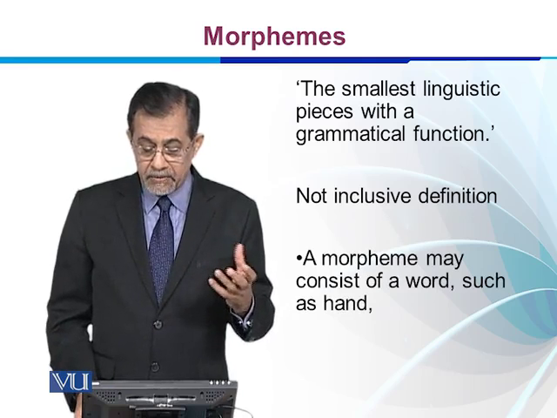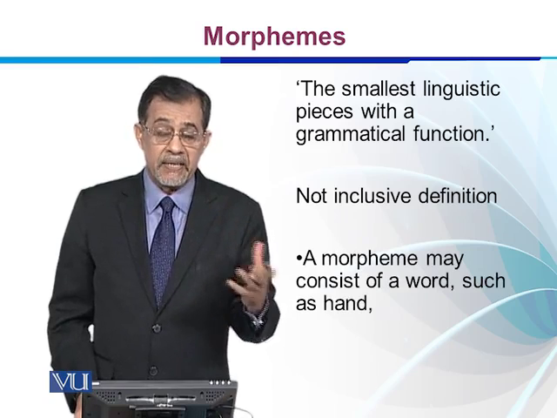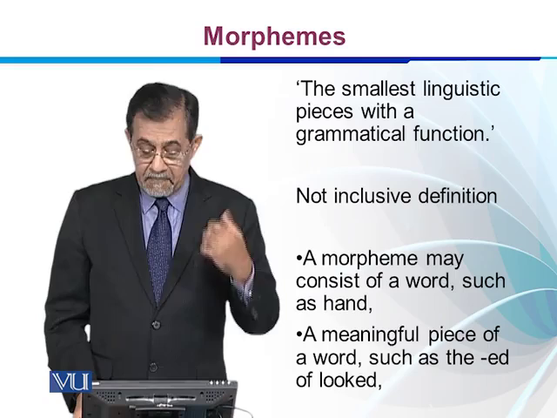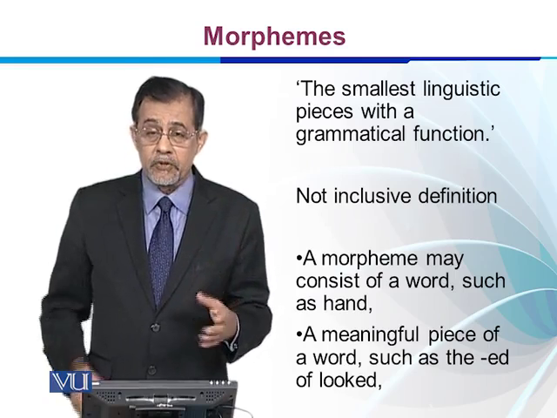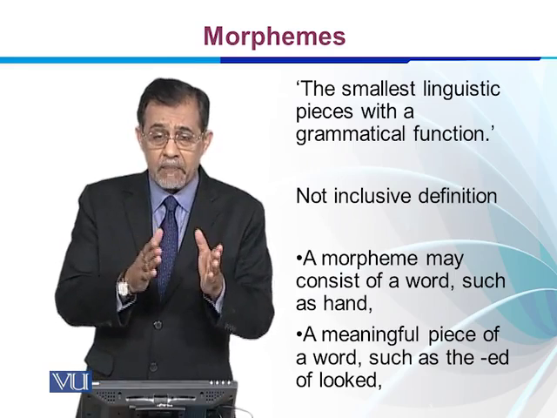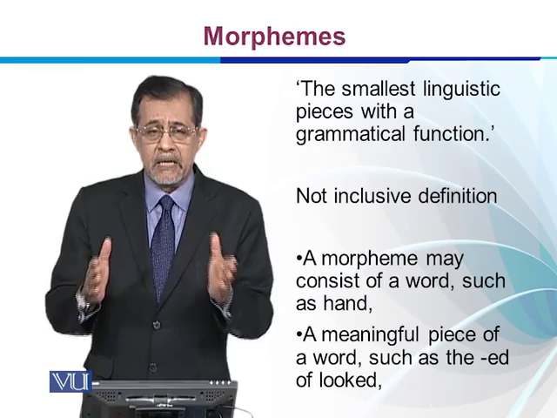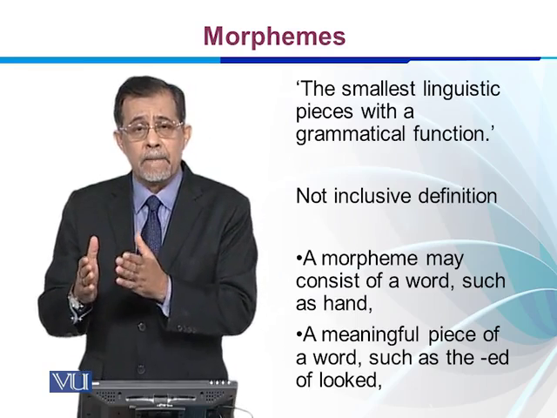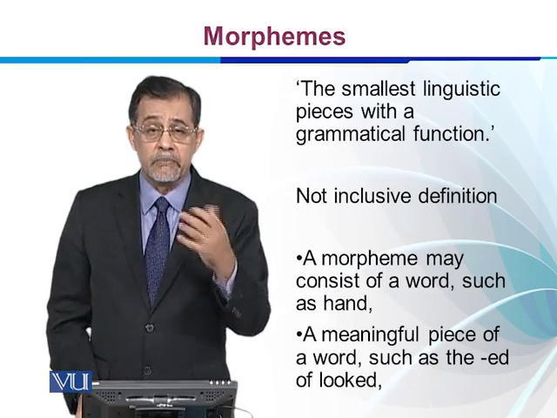A morpheme may consist of a word such as hand, boy, cat, table, right? A meaningful piece of a word such as the ones added to look. So look is one word, one morpheme, and we added the past morpheme with it and made looked, right? So ed is also a morpheme. This is the smallest meaningful unit.